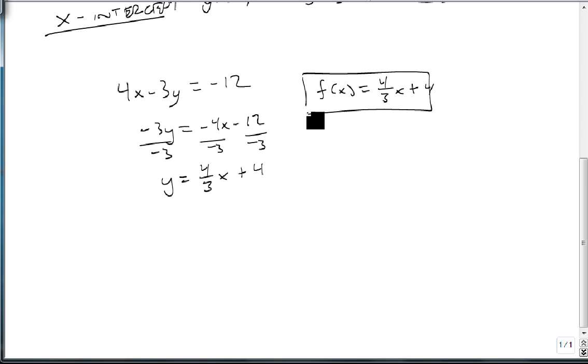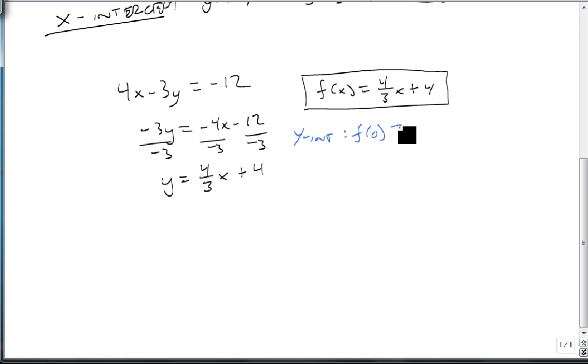So here's our function. Now we can look for our intercepts. Remember, the first one that we want to find comes from plugging in f of 0. So the y-intercept is f of 0, which is 4/3 times 0 plus 4. Well, 4/3 times 0 is 0. 0 plus 4 is 4. This means the constant by itself will always be our y-intercept. And that'll be universally true if it's a polynomial function, which is something we'll get into in a little bit.